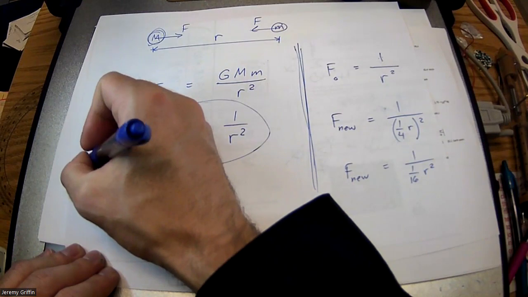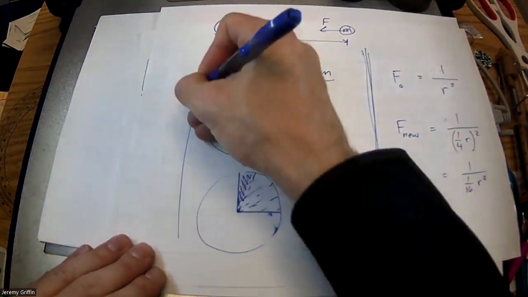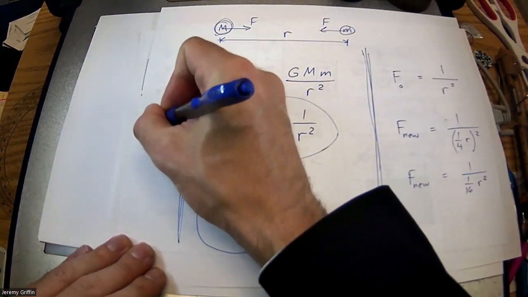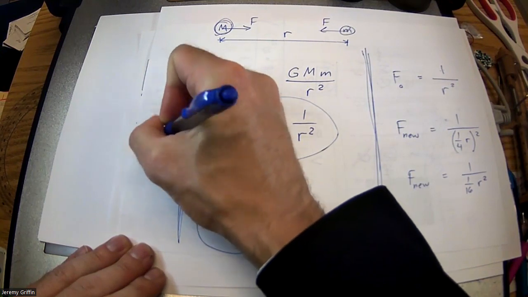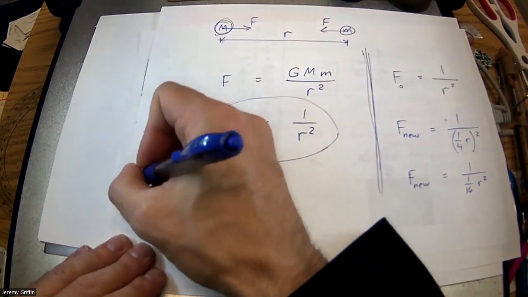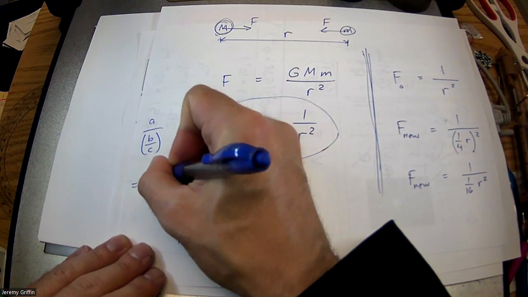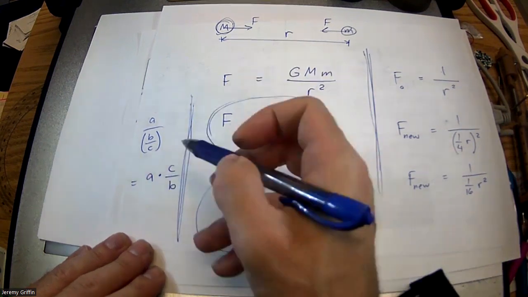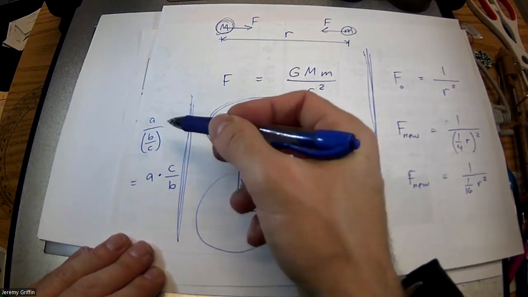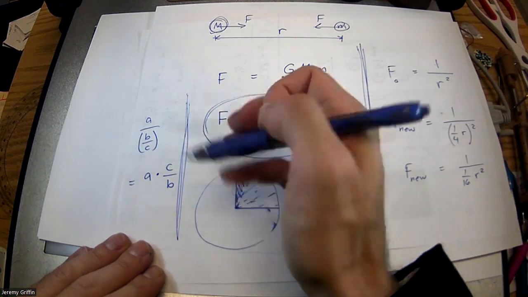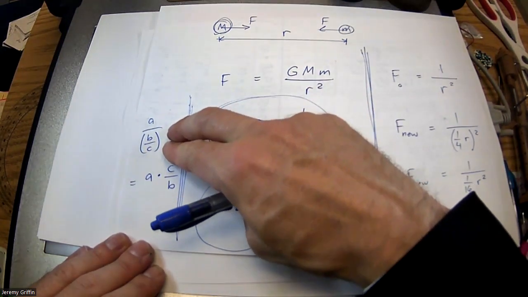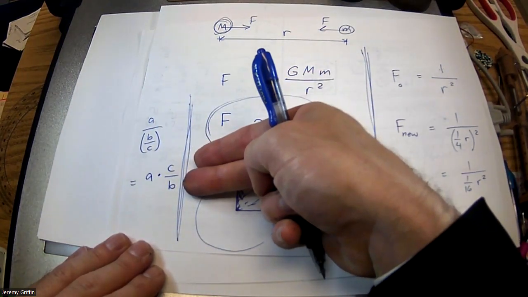Let's review fractions. Suppose you have A divided by B over C, right? Isn't that the same thing as A times C over B? You guys remember that? If you have something divided by a fraction, you can take the fraction's denominator, flip it, and multiply. You guys remember that from math class?